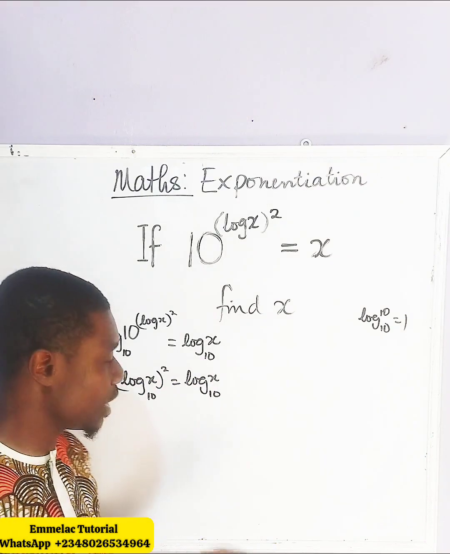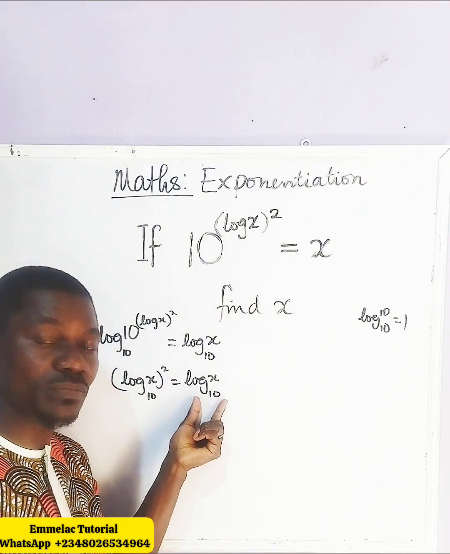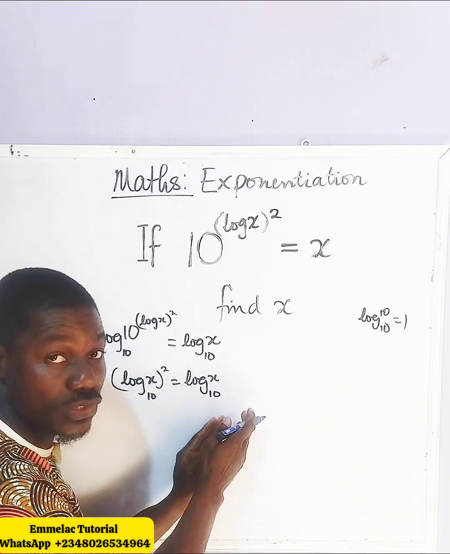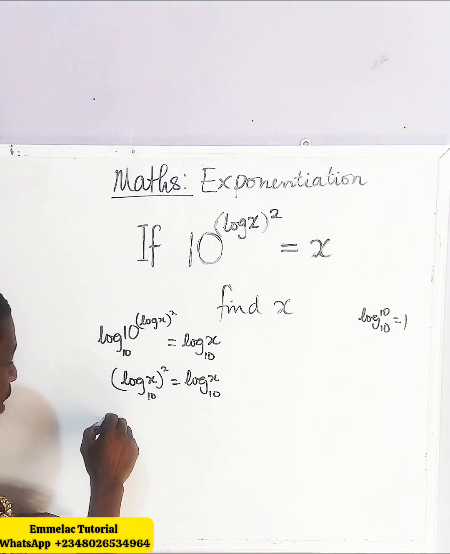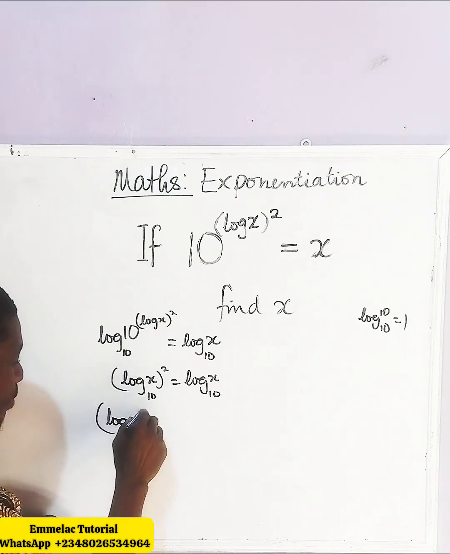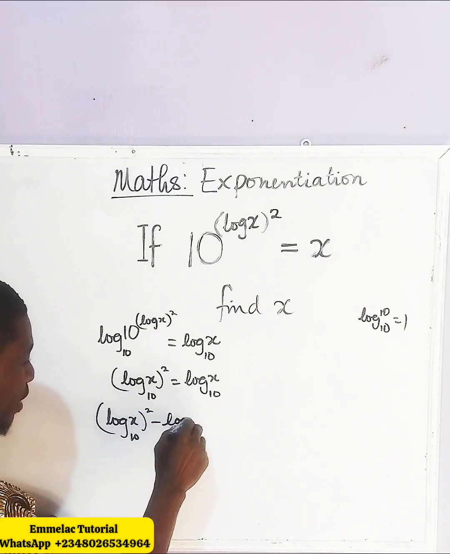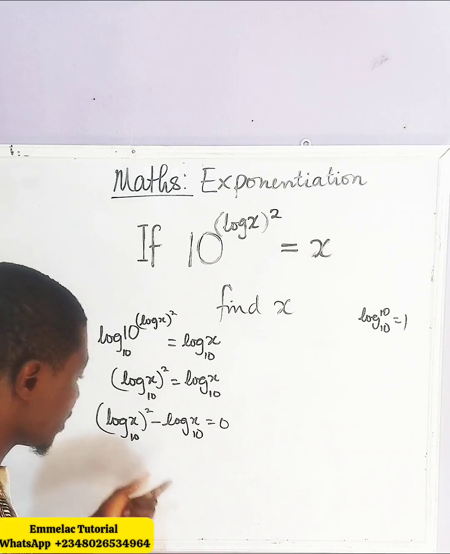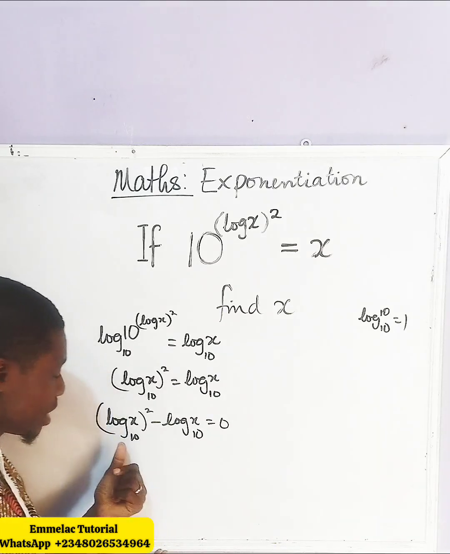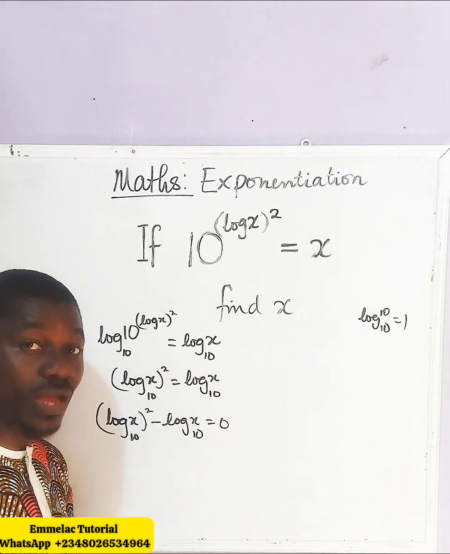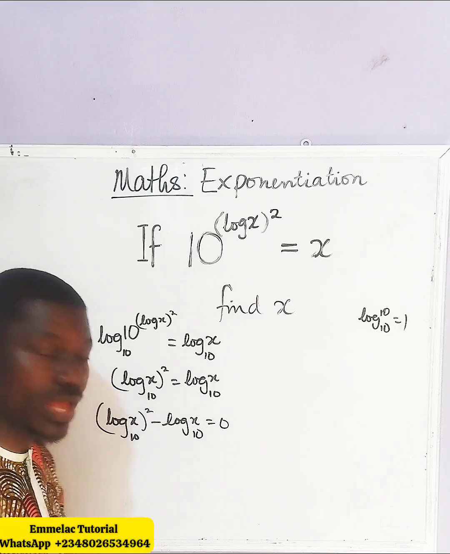What we need to do now is bring log x base 10 to the left hand side and equate the expression on the left hand side to 0. So here we have log x base 10, all to the power of 2, minus log x base 10, equals 0. Now you will see that we have a common term, log x. So let us factor log x.